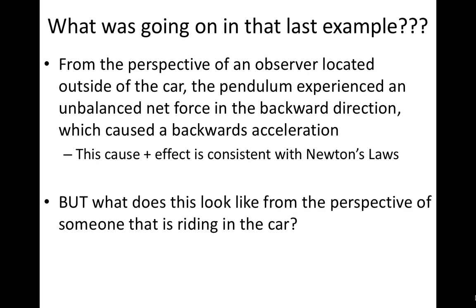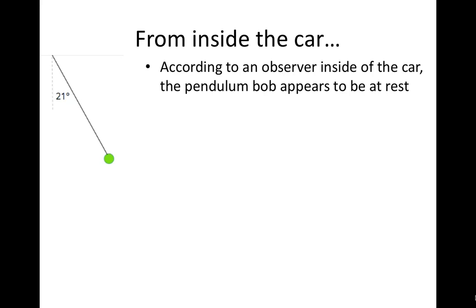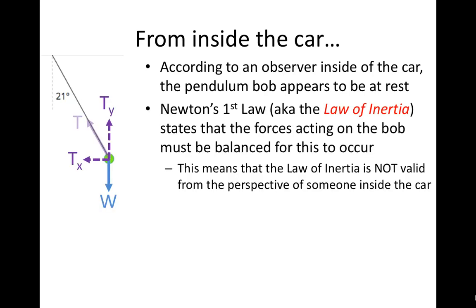However, if you were riding in the car, what does it look like there? Well, there it looks like the object's at rest. The pendulum bob is just moving straight along with you. So from the perspective of somebody riding in the car, we have an object that's at rest, and yet there's an unbalanced force in the x direction. And that's not supposed to happen. The law of inertia is not valid from this perspective.